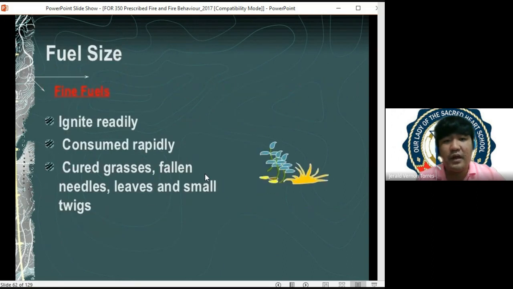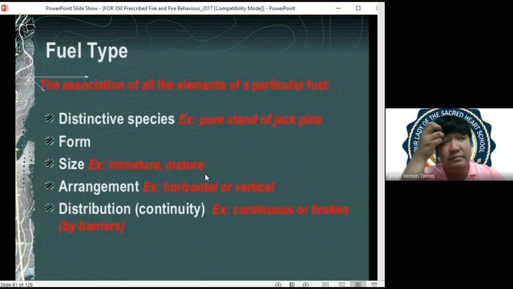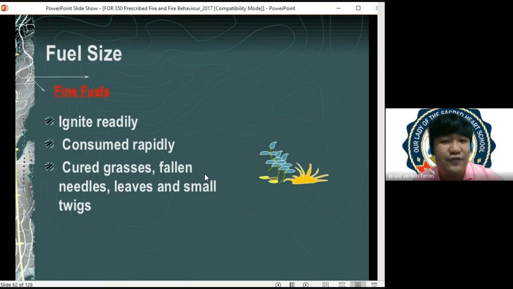So ayan, anyways, yung fuel natin, no, it can vary from species to species. May mga plant species tayo na mas greater yung ability mag-cause ng combustion. Tapos iba-iba rin yung size ng fuel natin, nakadepende rin siya sa arrangement and how it is distributed. So meron tayong mga fine fuel. Sila yung madaling mag-ignite. Usually mga maliliit to and widely distributed all throughout the surface. So example nito yung mga grass, fallen needles, leaves, and small twigs. So mga fine fuels to.